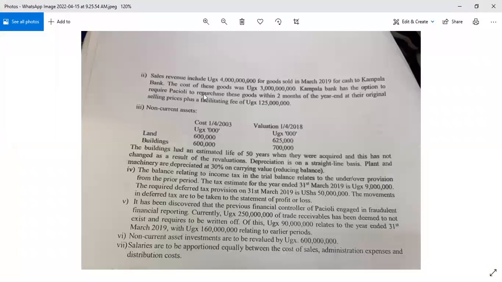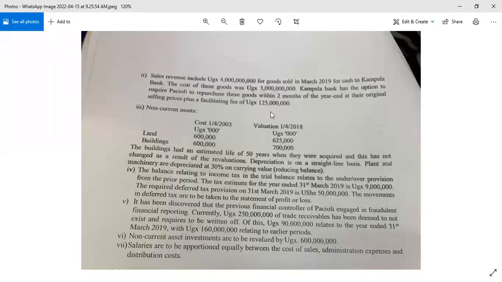Okay, note 2 says that sales revenue includes 4 billion for goods sold for cash to Kampala. The cost of these goods is 3 billion. Kampala Bank has an option to require the company to repurchase these goods within 2 months of the year end at their original selling prices, plus a facilitation fee of 125.